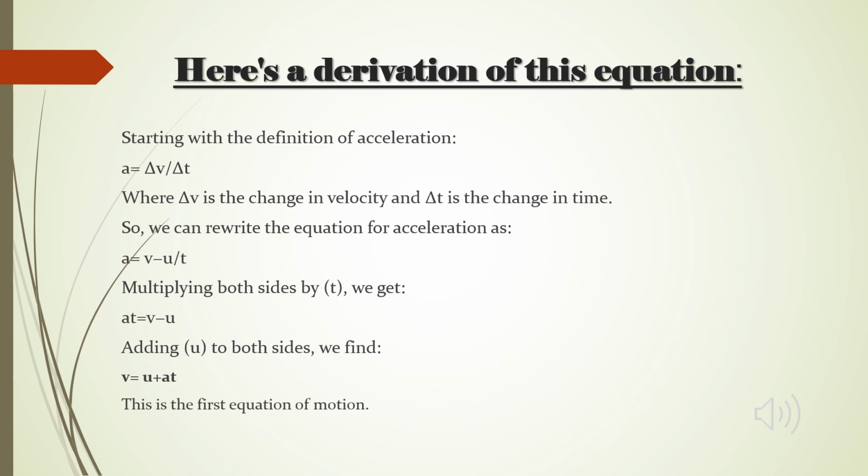We know that according to the definition of acceleration, a = ΔV/ΔT, where ΔV is the change in velocity and ΔT is the change in time. Now we can rewrite this equation as a = (v - u)/t. Multiplying both sides by t, we get at = v - u. Now adding u to both sides, we get v = u + at. This is the first equation of motion.